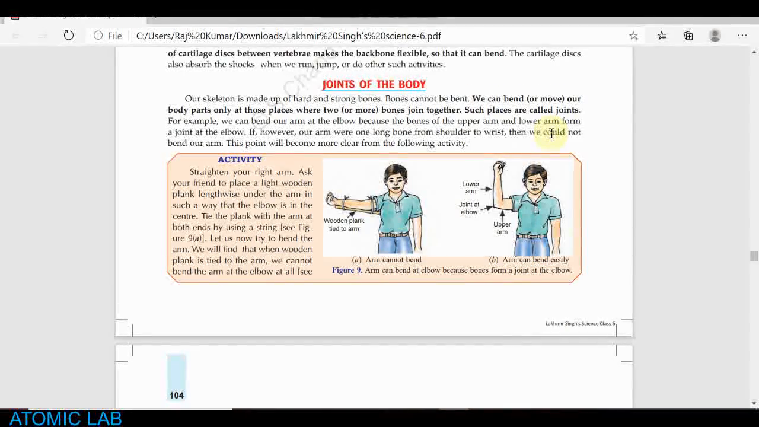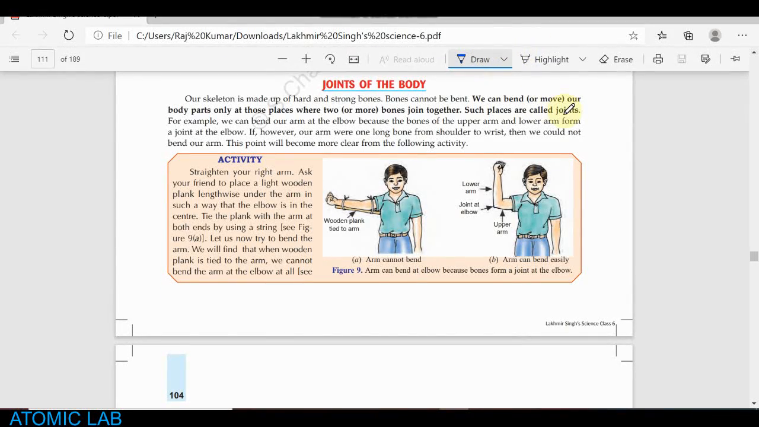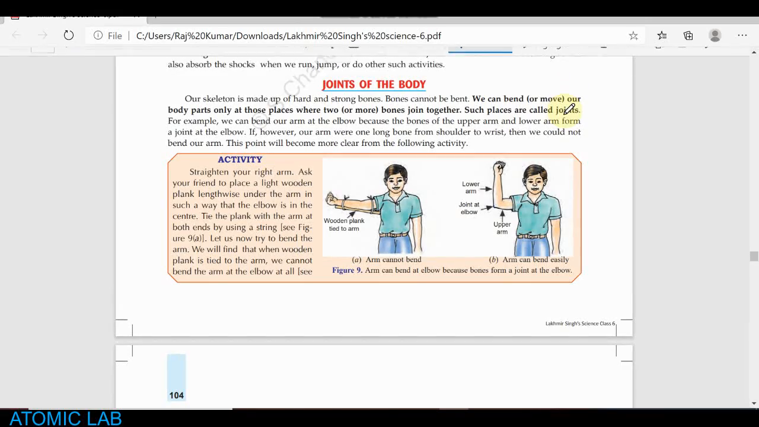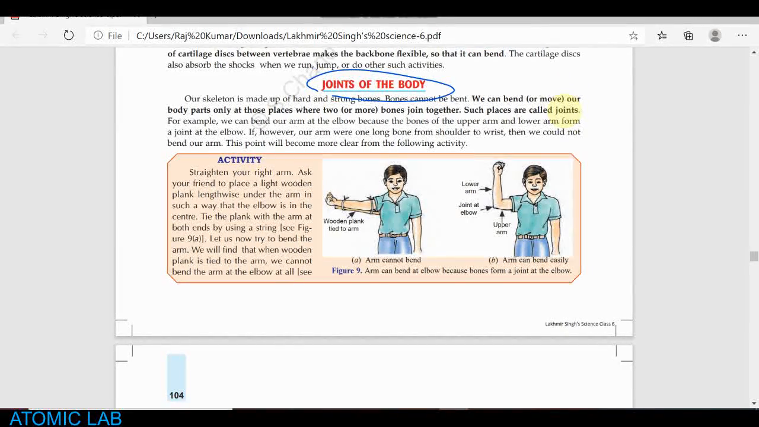Hello students, we are discussing here chapter number 8 of class 6. The name of this chapter is Body Movement. In today's class we will discuss the joints of the body. In the previous class we already discussed the different types of skeleton systems. So in today's class we will discuss the joints of our body.